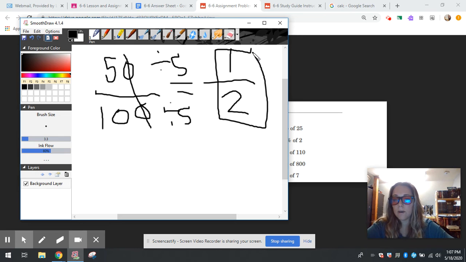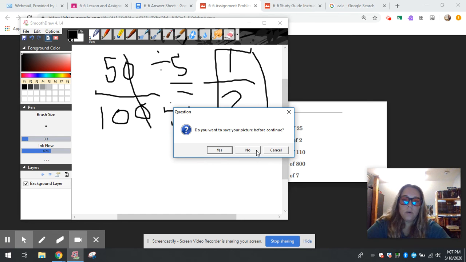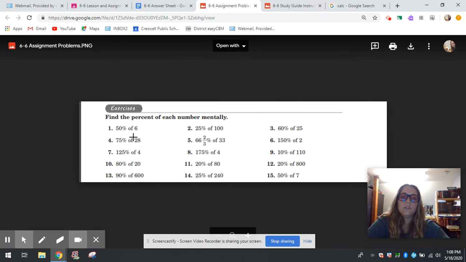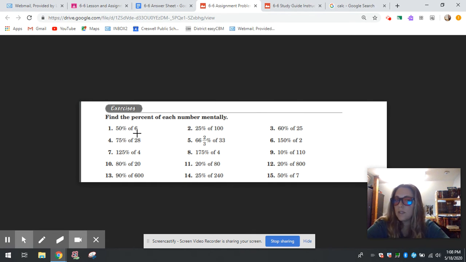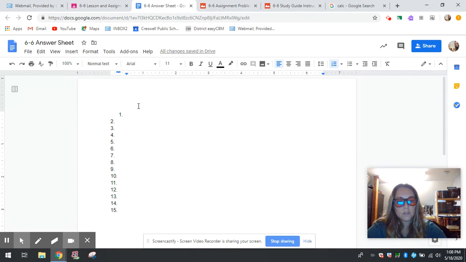Or you could just think about if I had 100 M&Ms and I had one friend to share them with, and we each wanted to eat half of the bag of M&Ms, then we would both get 50, because I would divide that 100 M&Ms by 2, 1/2. So then I go back to my problem. 50% I know is half. What's half of 6? 6 divided by 2 is 3. So that's my answer.